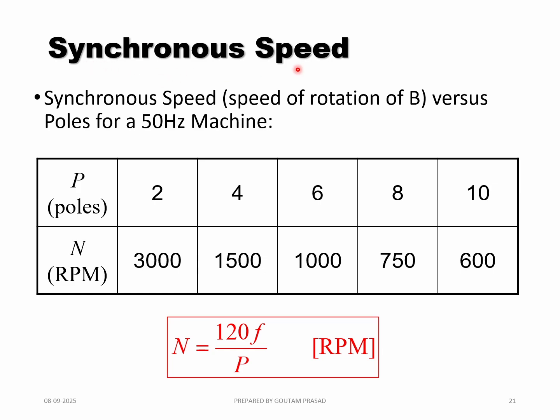So, what should be the synchronous speed for AC generators having 2 poles? It is 3000 RPM. For 4 poles, it is 1500 RPM. For 6 poles, it is 1000 RPM. For 8 poles, it is 750 RPM. And for 10 poles, it is 600 RPM. That means a 2-pole machine has to be rotated at 3000 RPM. Similarly, a 10-pole machine has to be rotated at 600 RPM. So the higher the number of poles, the lesser is the RPM required for the generation of 50 Hz frequency. So that is it. N is 120 f by P is the formula for RPM.